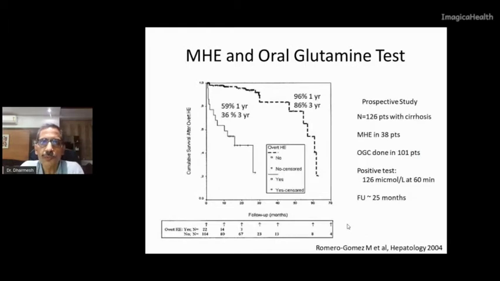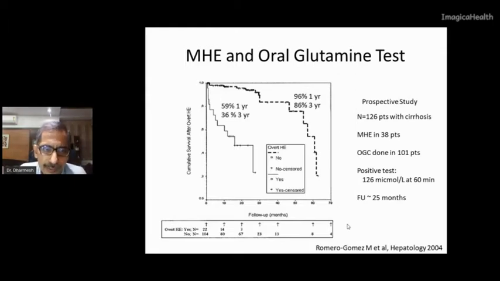What happens to those patients who develop an overt HE? Again, this was a prospective study, and none of these patients had ever had OHE in the past. None of these patients were on non-absorbable disaccharides or on rifaximin. When they were followed up, it was seen that an episode of overt HE really hampers your survival. It was about 60% at 1 year and 36% at 3 years. Most of the traditional figures have been 40% at 1 year and about 25% at 3 years.